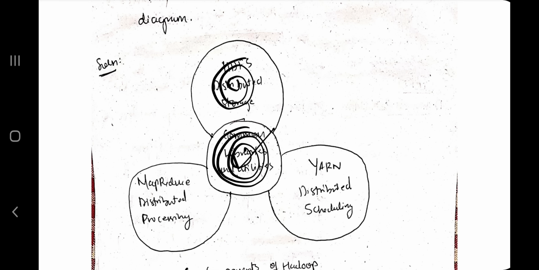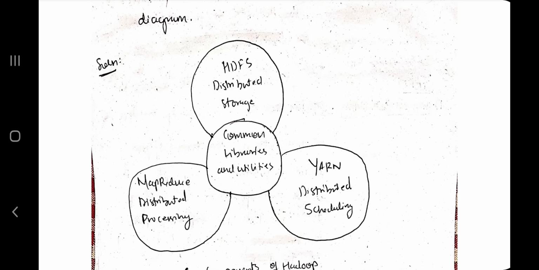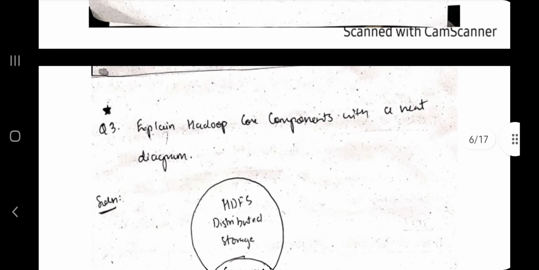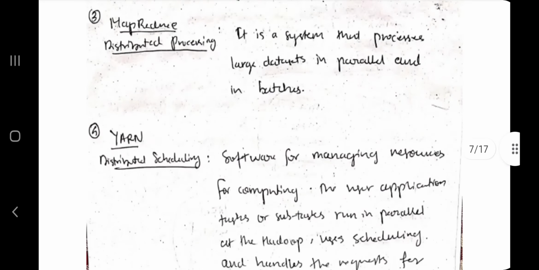It stores all kinds of data. It uses parallel processing to process the data successfully, and this has some managing resources. Okay, that's all the key points you have to write, and you have to explain in your own words. So that was about the core components with a neat diagram.